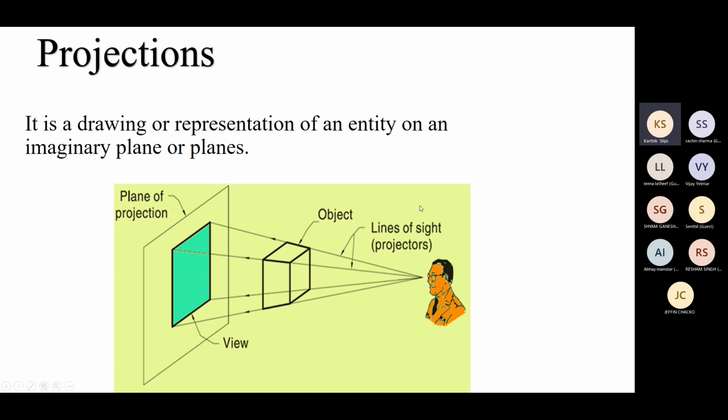Like you can see a plane right here, right? It has both axes. So ultimately, we have to project that object or anything onto paper, which will be in 2D form. That will be our ultimate aim when we are drafting.